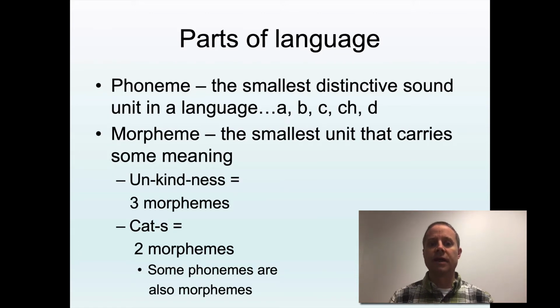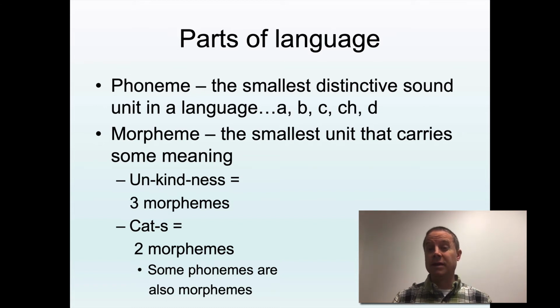All right, what are the parts of language? There are two types, phonemes and morphemes. A phoneme is the smallest distinctive sound, A, B, C, D, E, F, G, like our alphabet. But there are also some sounds that are not in our alphabet, like CH or SH, or like some of the Spanish sounds, like the two L sounds. So there are some sounds that aren't in our language altogether. I think in our language there's about 40 phonemes.